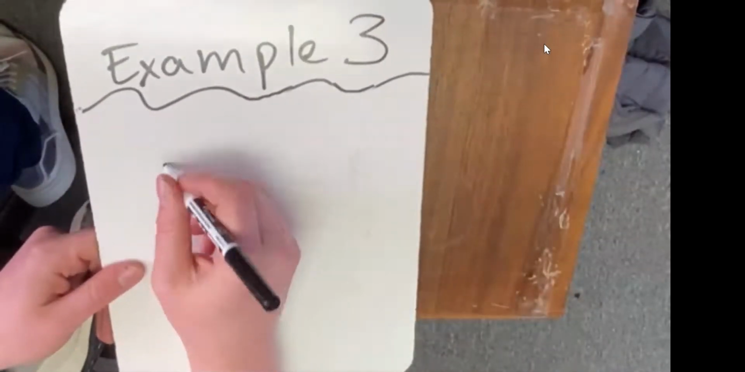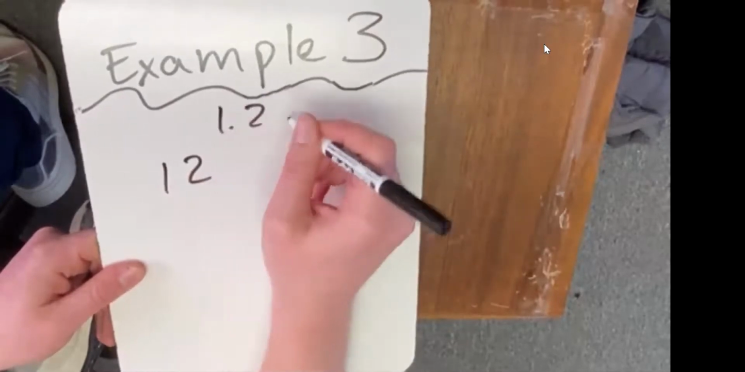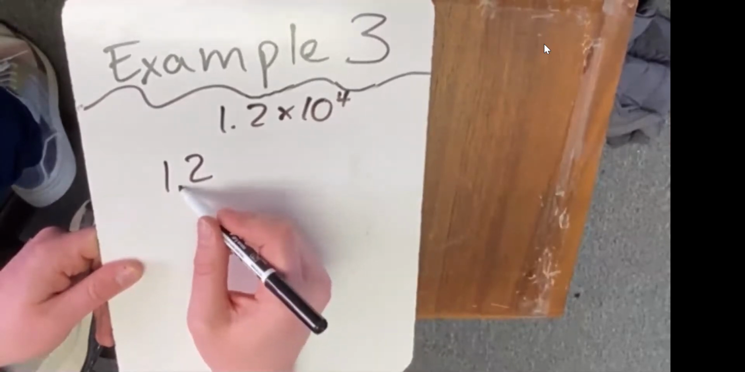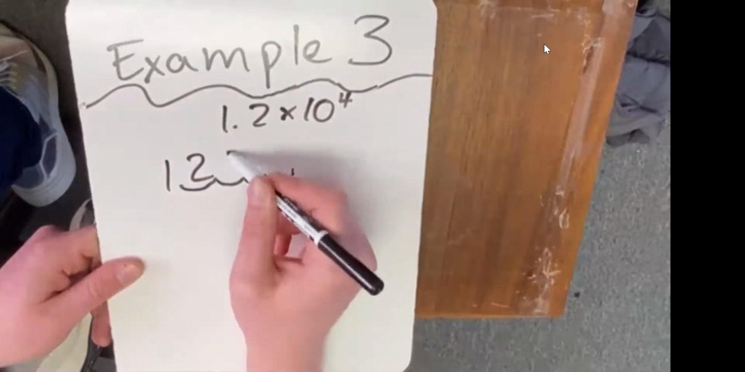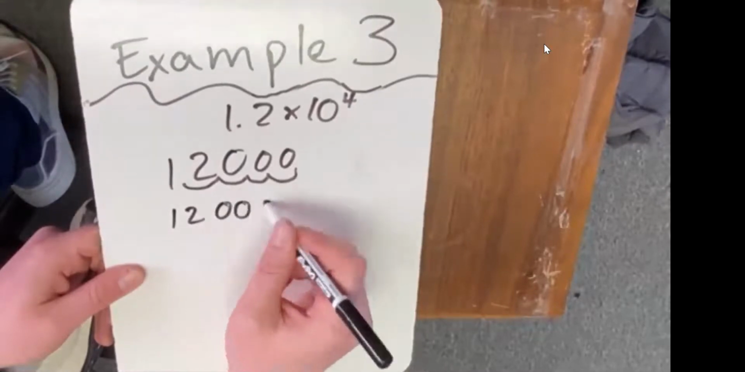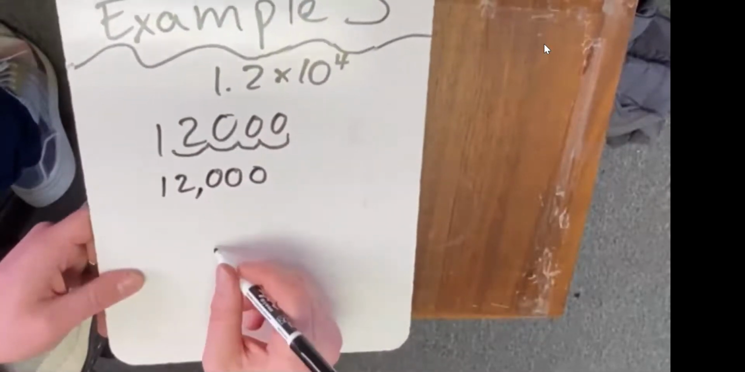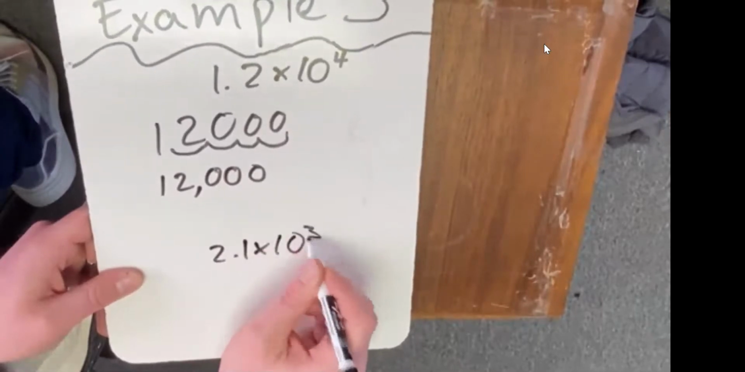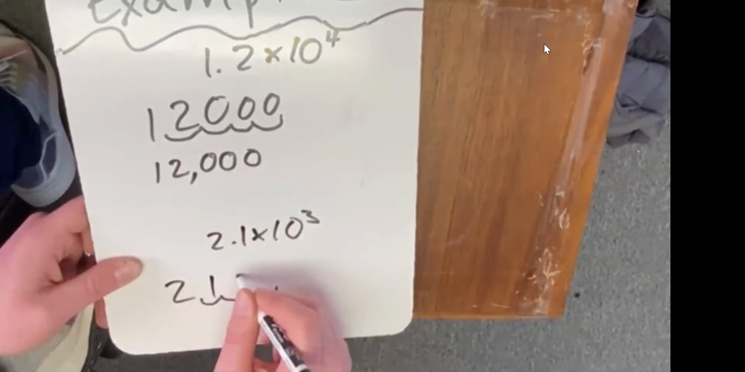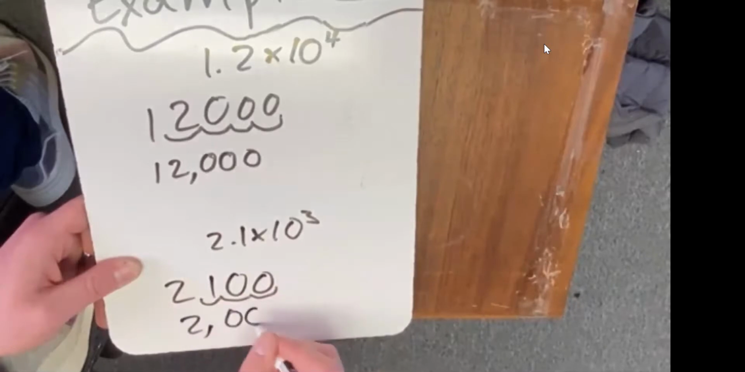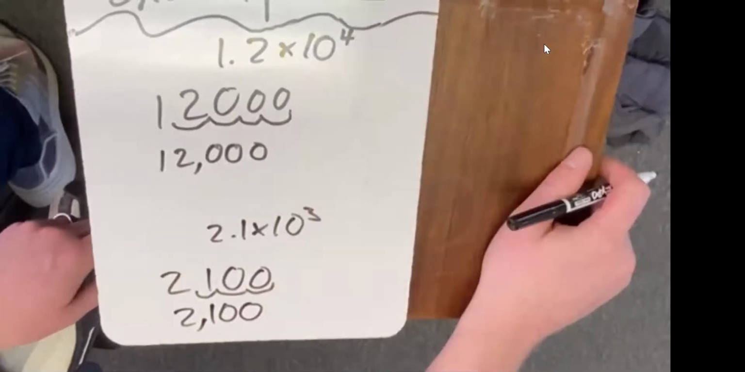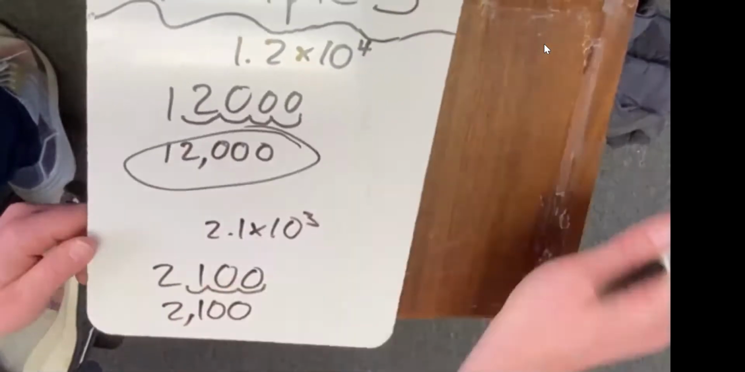standard form now. So 1.2 times 10 to the 4. So I write my 1.2. Now I need to move my decimal to the right 4 times. 1, 2, 3, 4. So this number is 12,000. In my other number, we have 2.1 times 10 to the 3. So I'll write 2.1. I need to move it 3 times. 1, 2, 3. So I only have 2,100. So is 12,000 or 2,100 bigger? We all know that 12,000 is bigger.